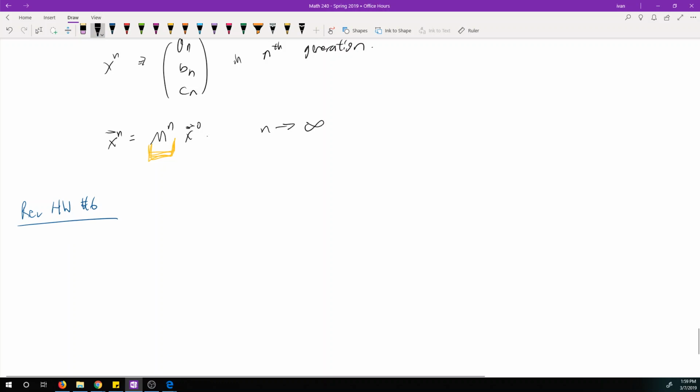Okay, recitation homework number 6. Part A is: what is the size of A? There are a few ways. What you want to do is something like Ax equals b, and then you can try to figure out the dimensions this way.